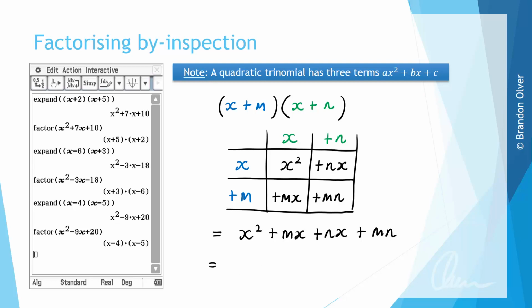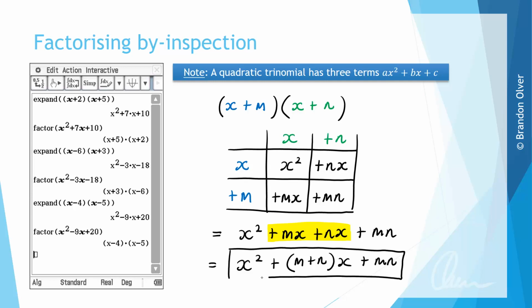We can do one more thing to unlock the pattern that we're going to use when we factorise by inspection, and that's to factorise the x out of these two terms. So this can be written as x squared plus, and then if we have mx plus nx, x is a common factor, and we can write in here m plus n, and then we still have the plus m times n at the end. That's why, if we start in this fully expanded form, we can look for two numbers m and n that multiply to give the plus c term, which is the constant term in the quadratic trinomial, and add together, m plus n, to give the coefficient of the x term, or the b term, in the quadratic trinomial. We're going to use this pattern in the next few examples to factorise quadratic trinomials by inspection.